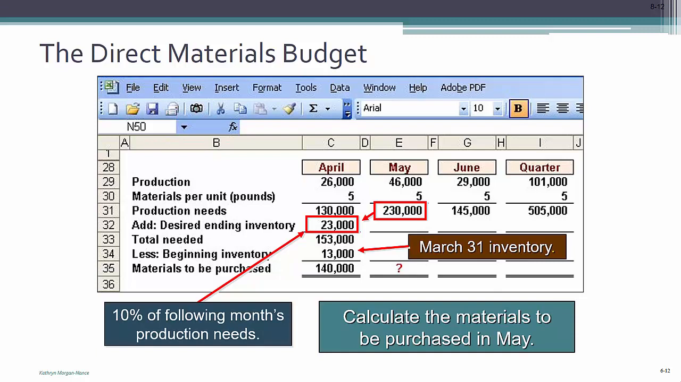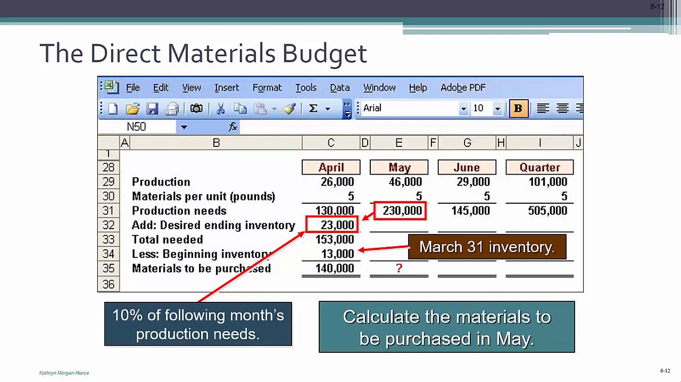The impact of beginning and ending direct material inventories are also visible here. It should remind you of what we did in the production budget. Specifically, April's desired ending inventory is equal to 10% of May's production needs, or 23,000 pounds. The total number of pounds needed in April is 153,000 pounds. But finally, we subtract our materials on hand, beginning inventory of 13,000 pounds, to determine the number of pounds of material that we must purchase. So during April, Royal must purchase 140,000 pounds of direct materials.